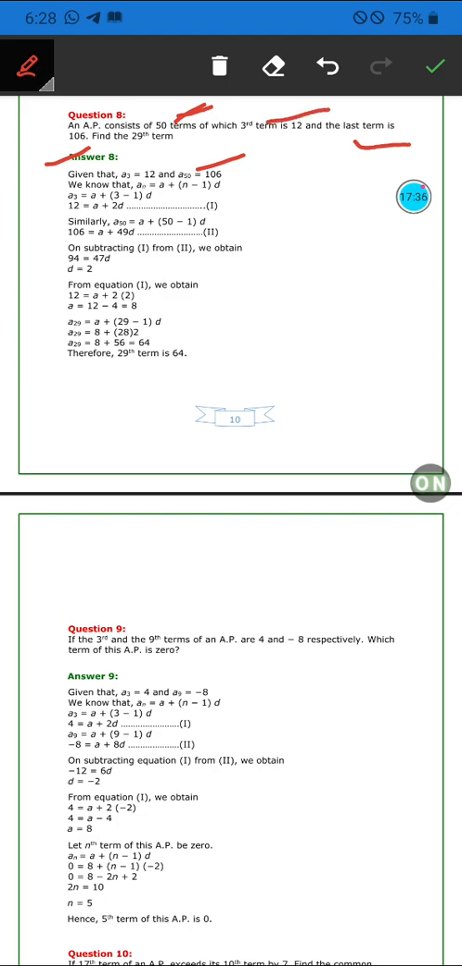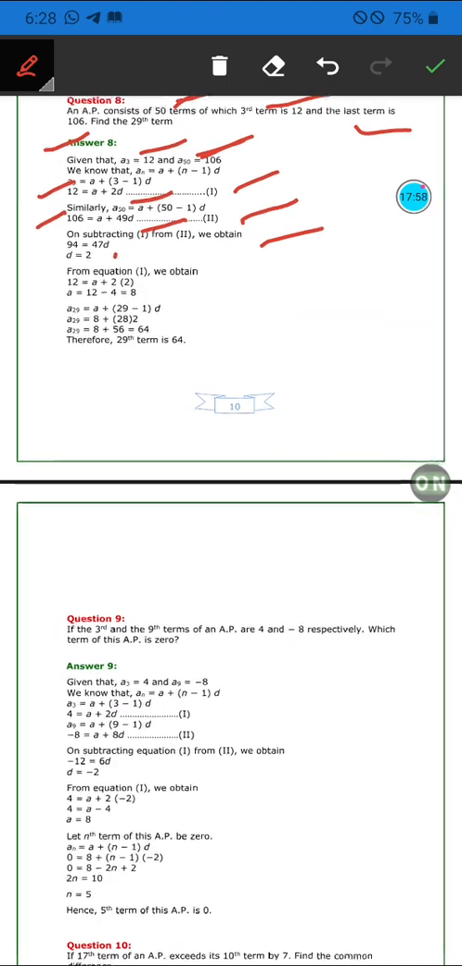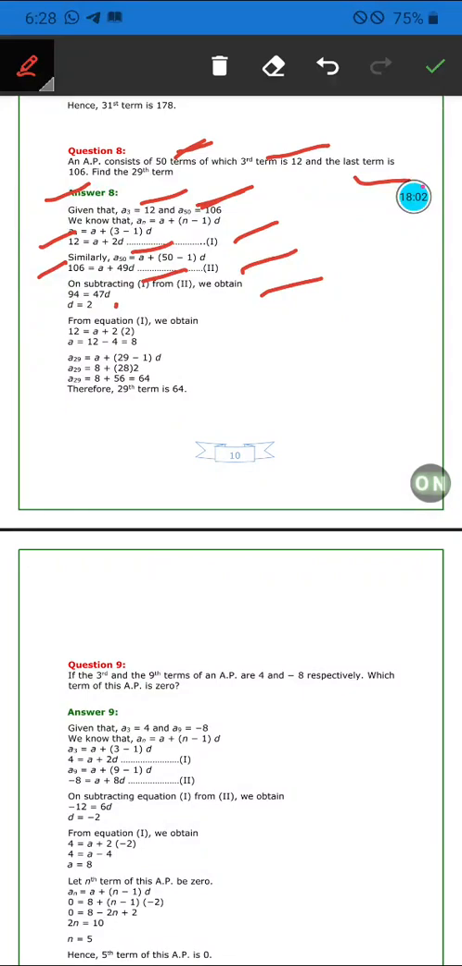Again the same as the previous question. A3 means A plus 2D. A50 means A plus 49D. So put the values of A3 and A50 here, so we get the first and second equation. By simplifying this, we get D is equal to 2. Okay, D equal to 2.